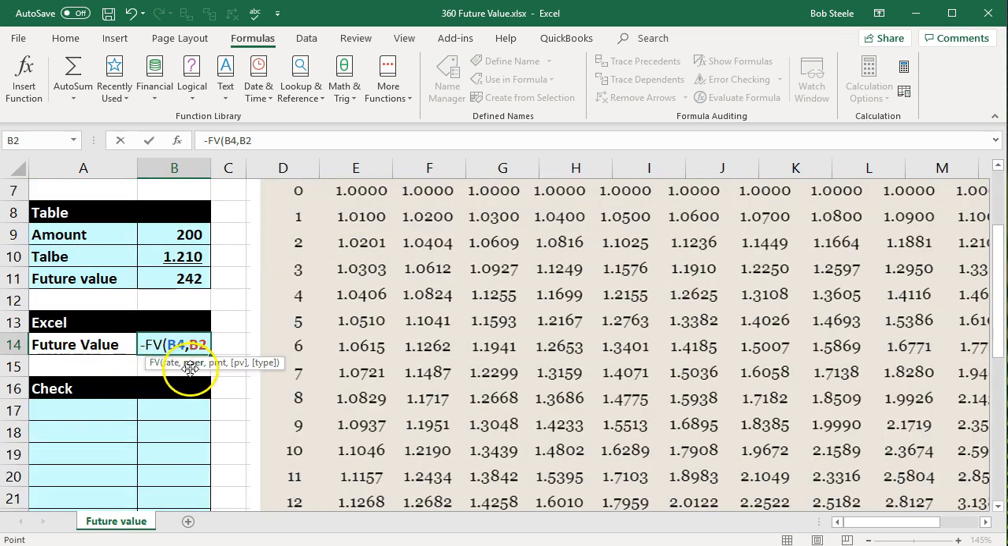Number of periods is 2. And then we're just going to say comma to get to the next item. And this is going to be the payment amount. This is the tricky one. There is no payment amount because this is not an annuity. So we're going to say 0.